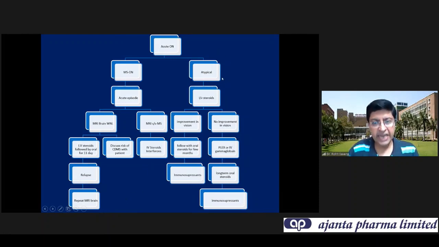If the presentation is atypical, especially if it's NMO, you would more often than not require IV steroids. If it improves, you may follow up with oral steroids for a very gradual taper over months, and may require immunosuppressants, particularly in NMO. If there is no improvement in a patient with NMO suspect on IV steroids, you may require plasma exchange or IV gamma globulins, and may require a very long-term oral steroid therapy, which may gradually be supplanted by immunosuppressants.